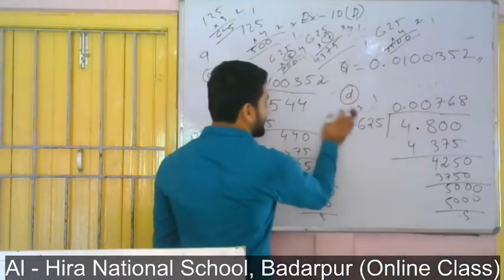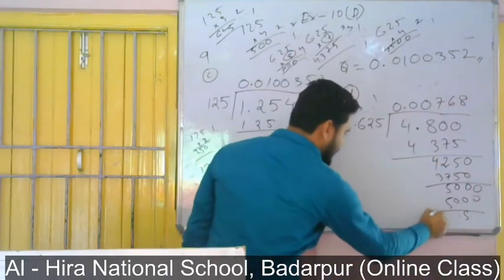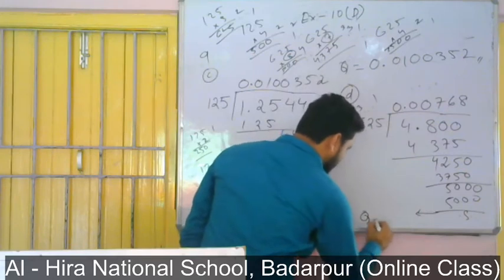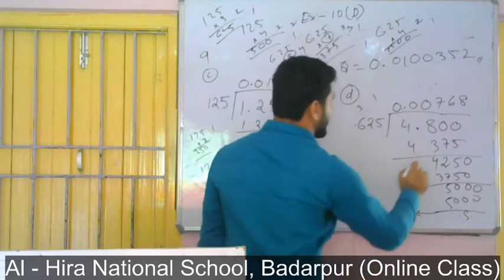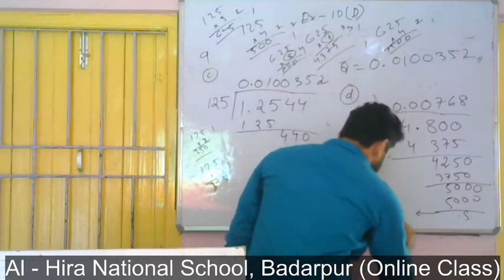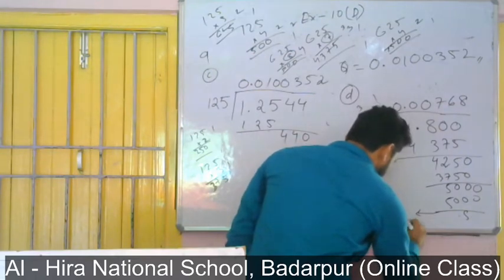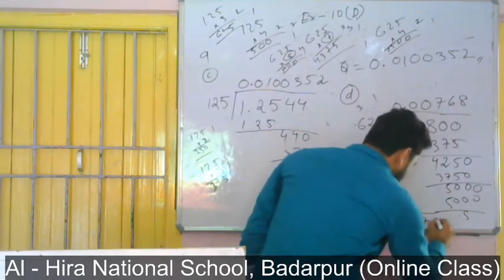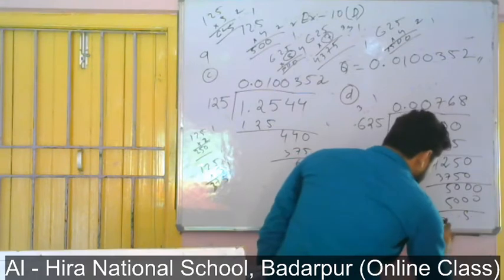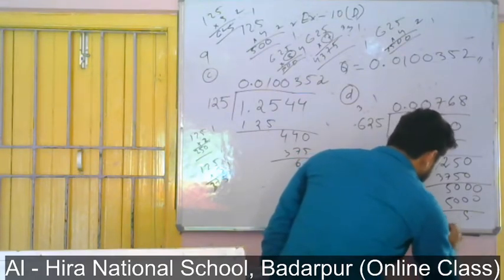So you can write this one as quotient equals 0.00768.